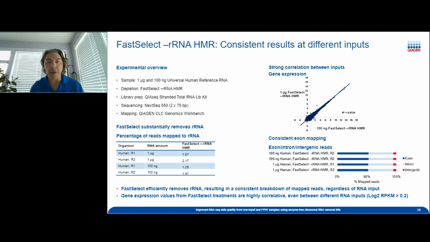Looking down here at the amount of exon, intron, and intergenic reads, you can see that for 100 nanograms versus 1 microgram, we don't see any change in the distribution of the exonic, intronic, and intergenic regions. So in conclusion, FastSelect effectively removes the ribosomal RNA. You don't see any change in the read mapping or the gene expression components.